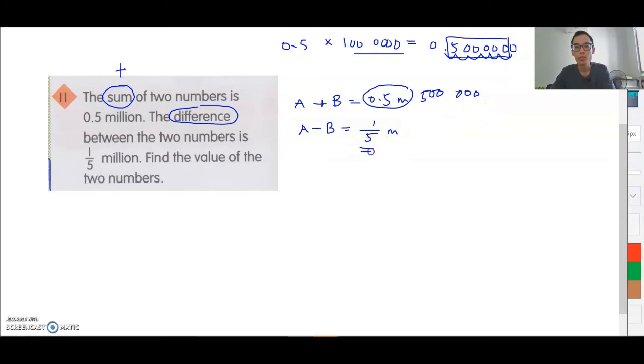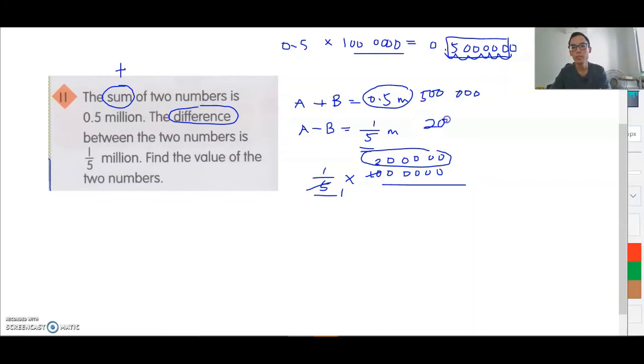Okay, the second one is 1/5 million. Same thing here, we change to round number first. We times a million. Simplify this one and this one. Divide 5, divide 5, you get 2. And then all the zeros you just copy behind. So we get 1 times 200,000 is 200,000.